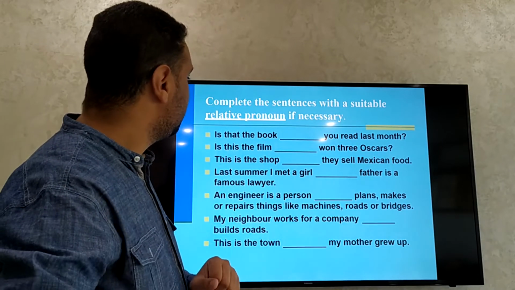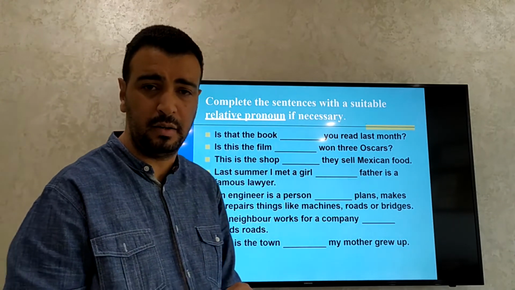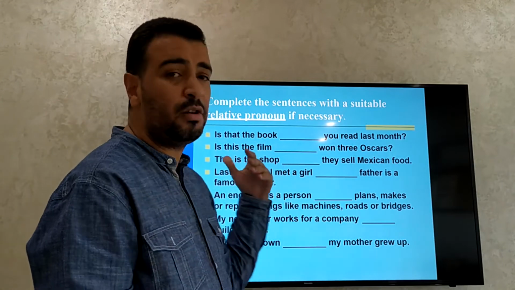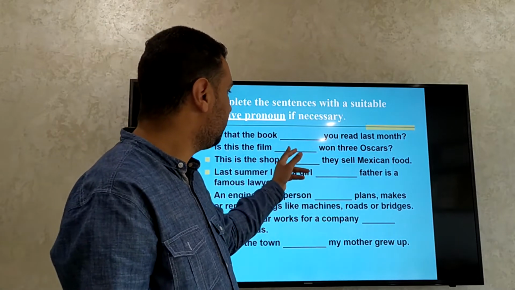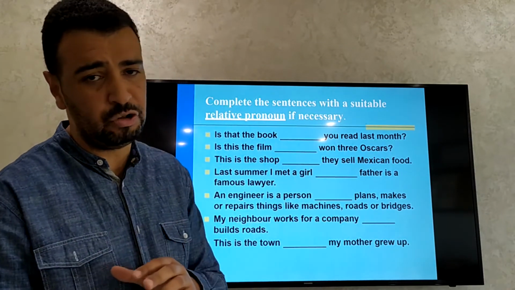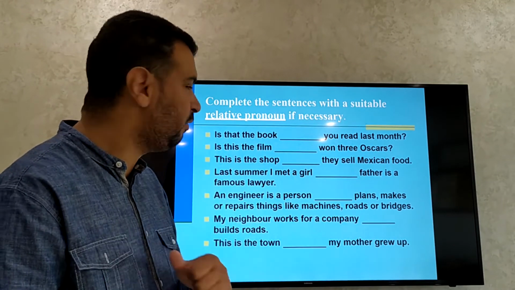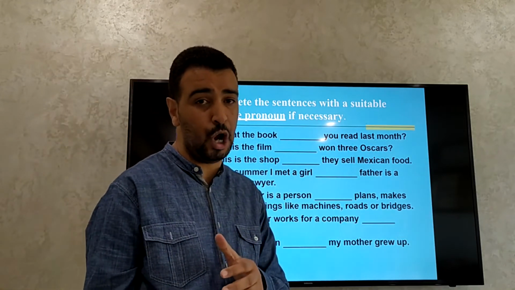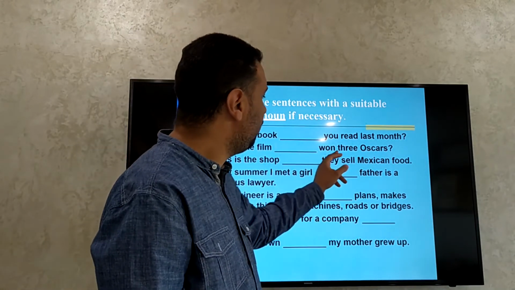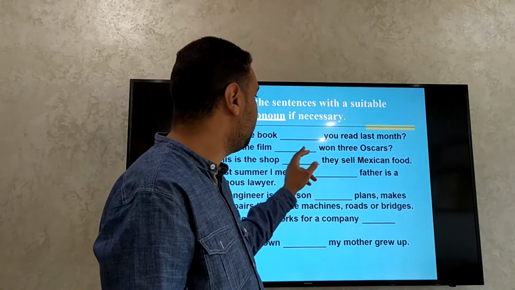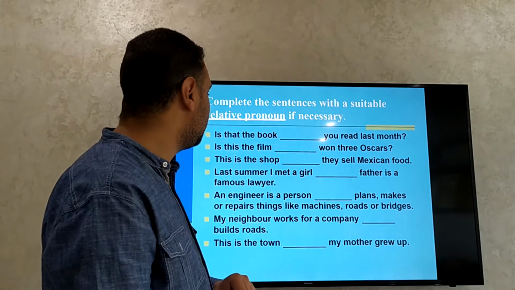Number 2. "Is this the film won 3 Oscars?" Okay, what do you think? All right, so what is the relative pronoun first? We're talking about a film. A film is an object. So the relative pronoun I should put here is "which" or "that". Second question is, can I omit it? Can I leave it out? If it is a subject, no. If it is an object, yes. So the film, okay, won 3 Oscars. So the Oscars is the object and the film is the subject. So no, it's impossible to omit the relative pronoun.